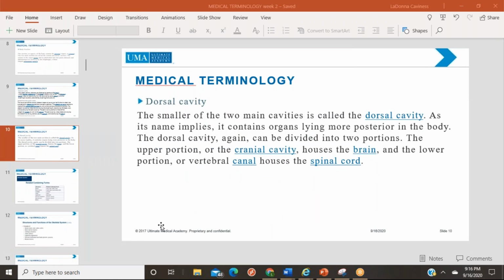All right, dorsal cavity. The smaller of the two main cavities is called the dorsal cavity. As its name implies, it contains organs lying more posterior in the body. The dorsal cavity, again, can be divided into two portions. The upper portion, or the cranial cavity, houses the brain, and the lower portion, or vertebral canal, houses the spinal cord.